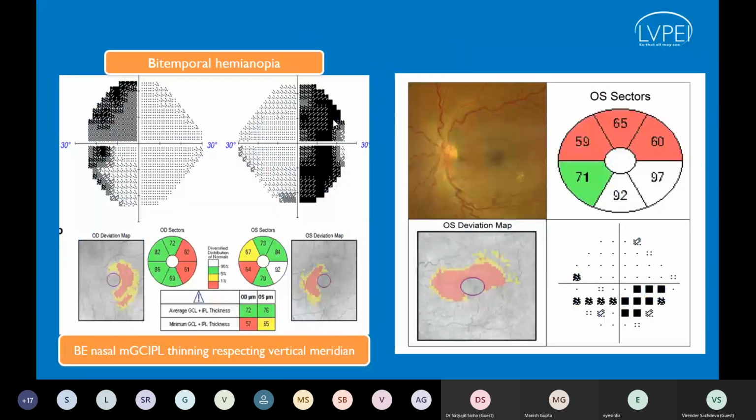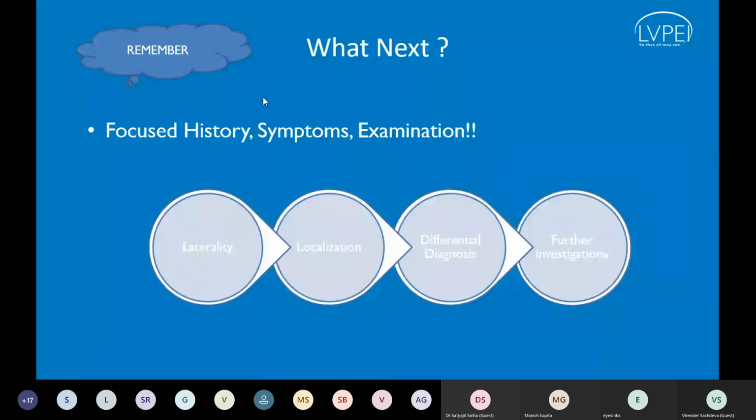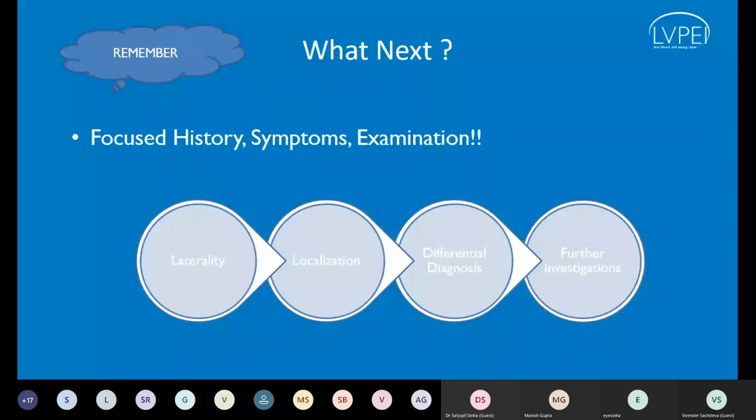So this is what I would like to stress over here in various patterns of optic atrophy. Keep in mind that you do a focused history taking, look at associated symptoms, do focused examination, look for fine findings, and then make up your differential diagnosis and then do the investigations. This is all about the evaluation of a patient with optic atrophy.